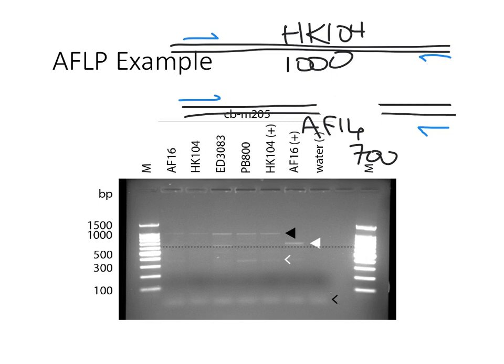So in this gel, the AF16 chromosome between the 5' ends of the primers is 700 base pairs. Between the same primers, when you look at a different template, the same chromosome but in a different strain, is 1,000 base pairs, and that's why we see differences in sizes on the gel. And that's an AFLP.